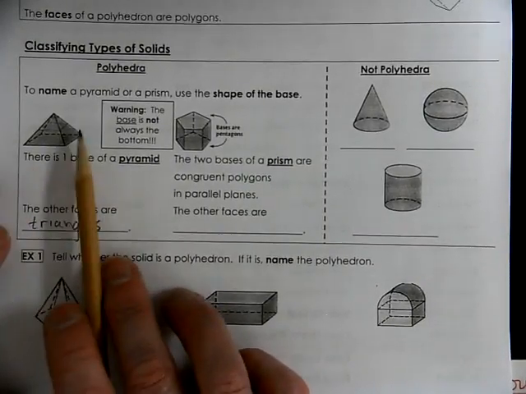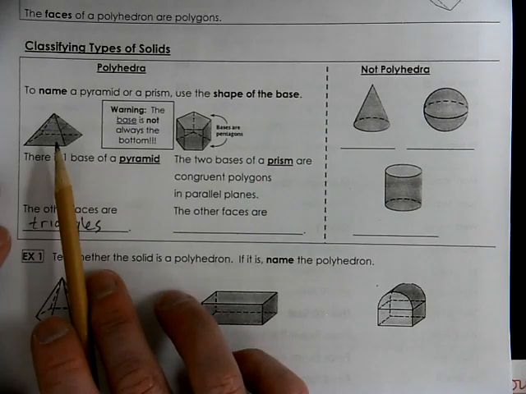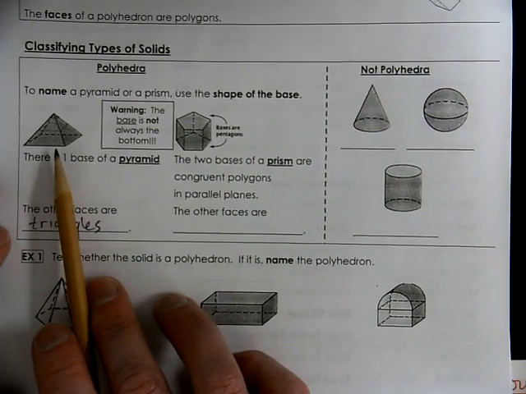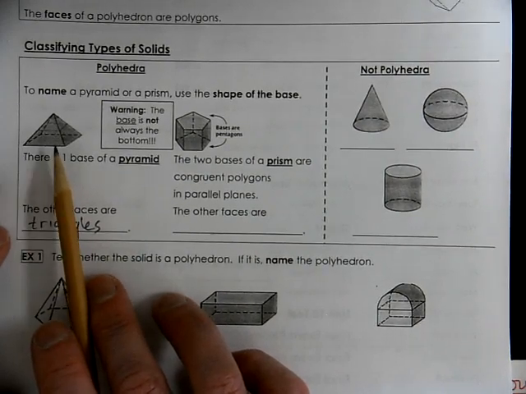You have a base. It might be a square. It might be a rectangle. It could even be a pentagon or a hexagon. It could be any shape, any polygon. It could even be a triangle.